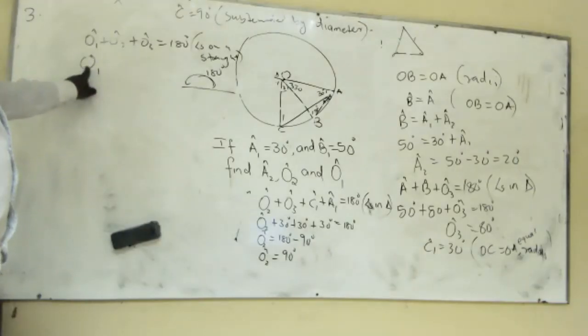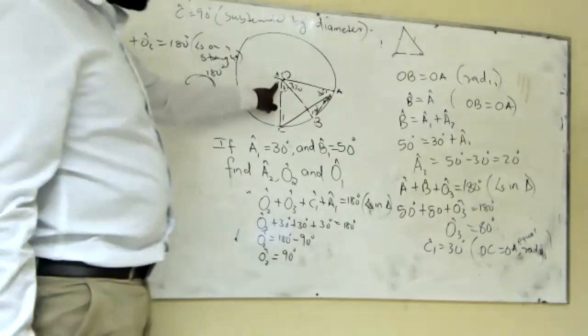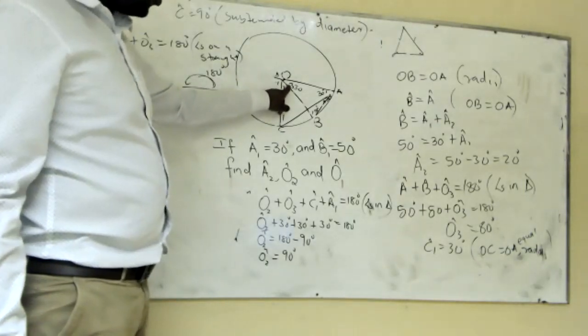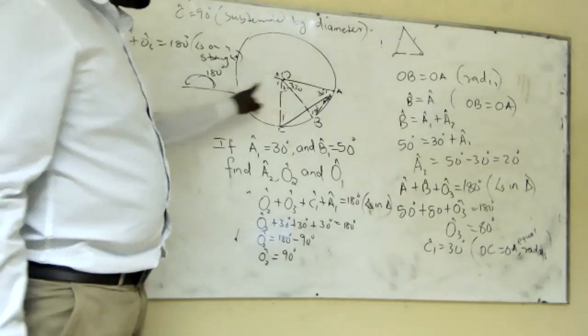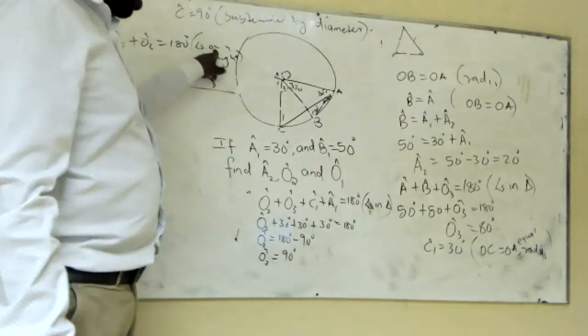All right, you are back. And now I was still explaining how we're going to get O1. So O1, we're going to get it by adding O1 plus O2 plus O3. And this would be equal to 180 degrees because these are the angles on a what?